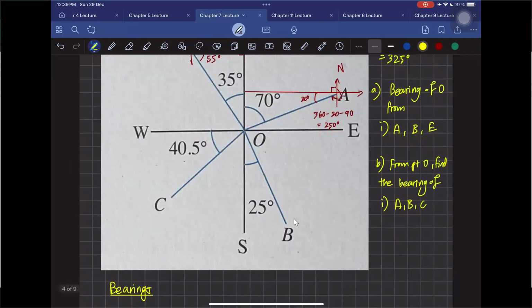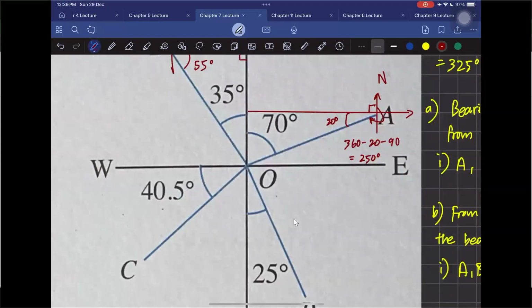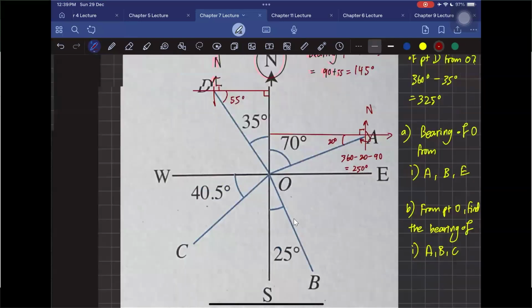So the only difference is now your starting point is from point O. So okay, again I'll do another example. From point O, find the bearing of A. Again, draw a north pole here. From point O, A is 70 degrees. It's already given.